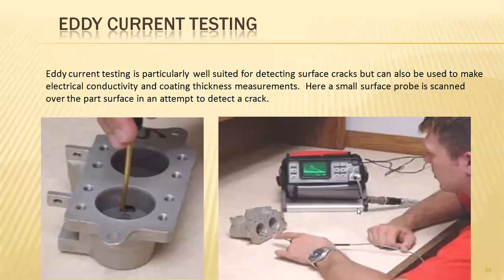Based upon that, cracks can be identified internally, and improper manufacturing against the geometrical specifications can also be detected. Most particular cracks will be identified very clearly. So here we'll have a detailed look at eddy current testing, which is particularly well suited for detecting surface cracks, electrical conductivity, and coating thickness measurements.